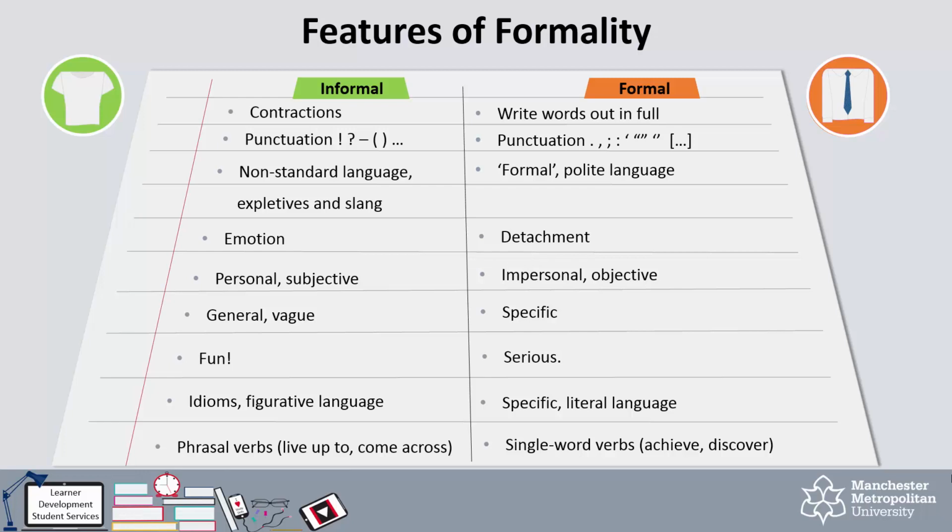Unfortunately, academic writing is not intended to be fun. You should maintain a serious tone to demonstrate professionalism and encourage your reader to respect your views.